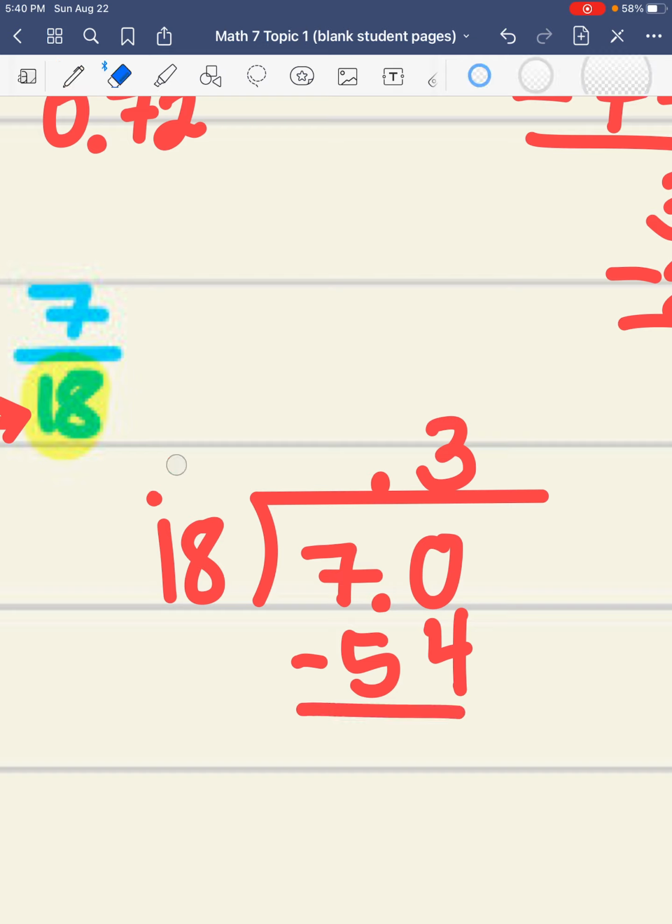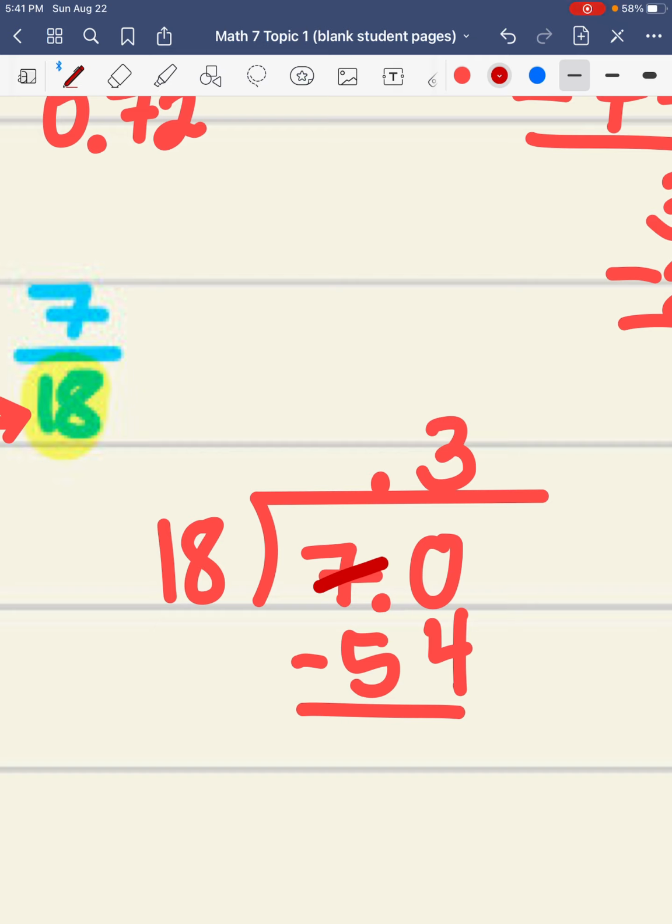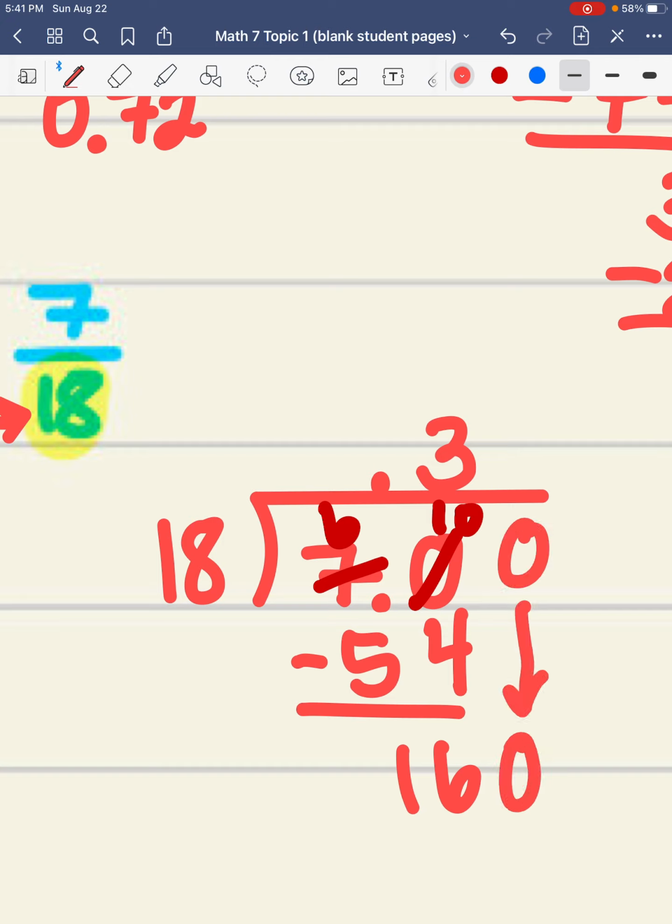Okay, so now 70 minus 54. So I know that I could make that a 6 and make this a 10. So 10 minus 4 is 6. 6 minus 5 is 1. So I get 16. So I'm going to add a 0 and bring that down. How many times will 18 go into 160? Well, I know that 18 times 10 is 180. So it's either going to be 9 or 8 times. Let's start with maybe 8 times.